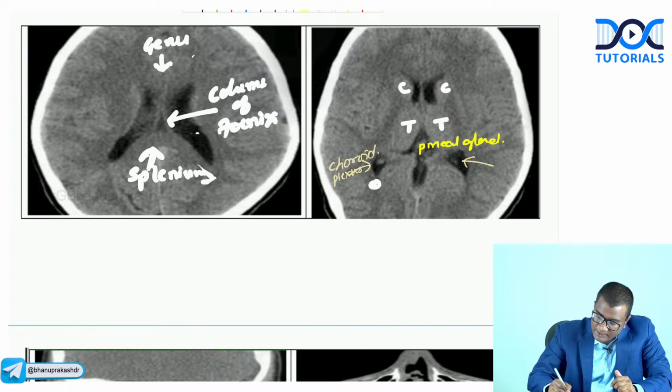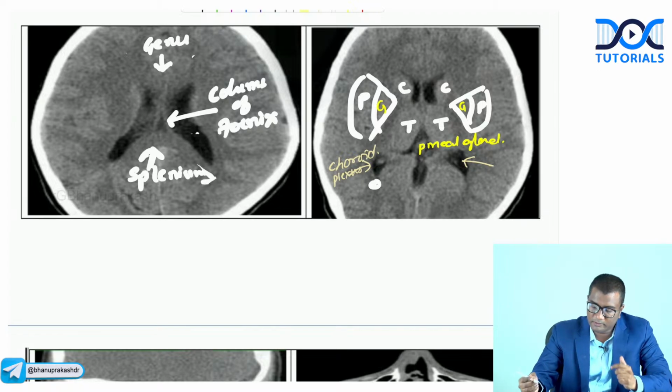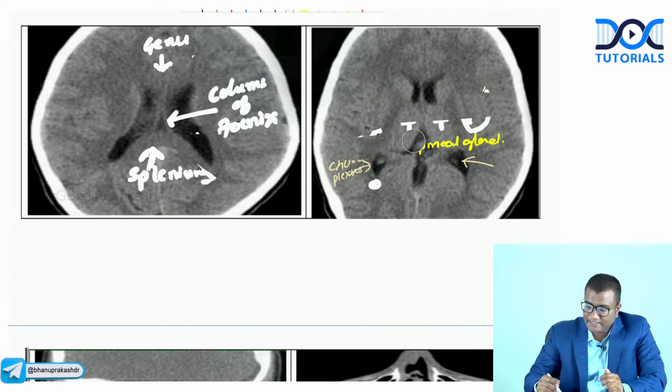The lentiform nucleus is this one. This is your lentiform nucleus. And what is the outer part in the lentiform nucleus? The outer part is the putamen, and the inner part is the globus pallidus. So these are the different parts of the basal ganglia that you need to know.